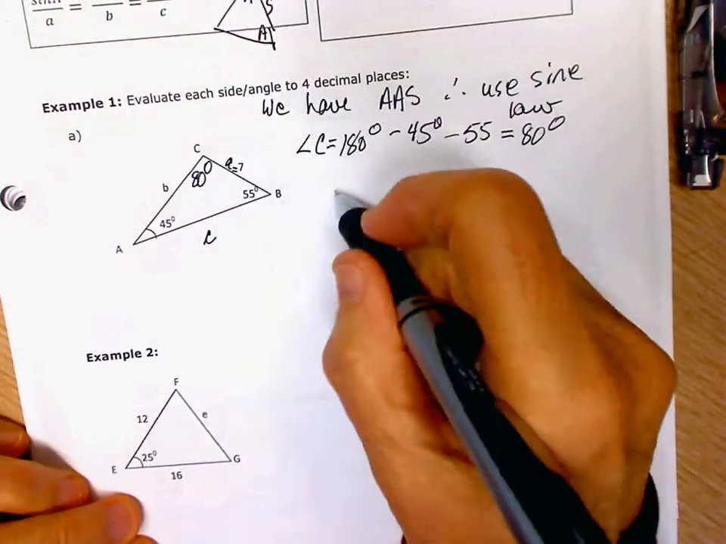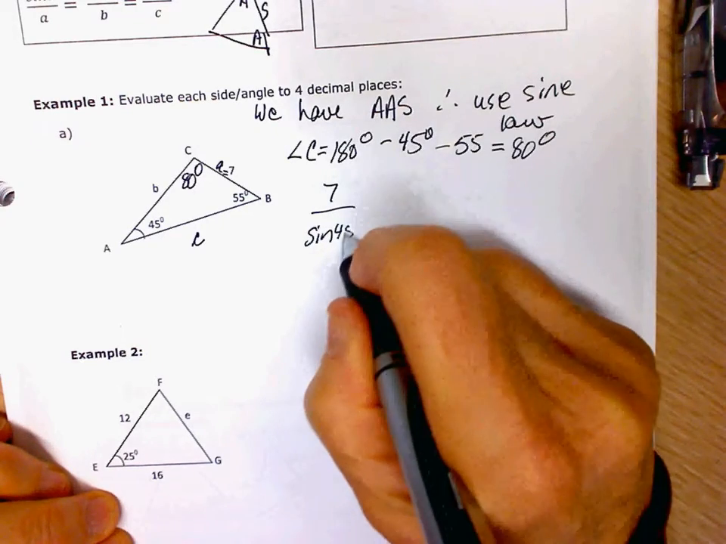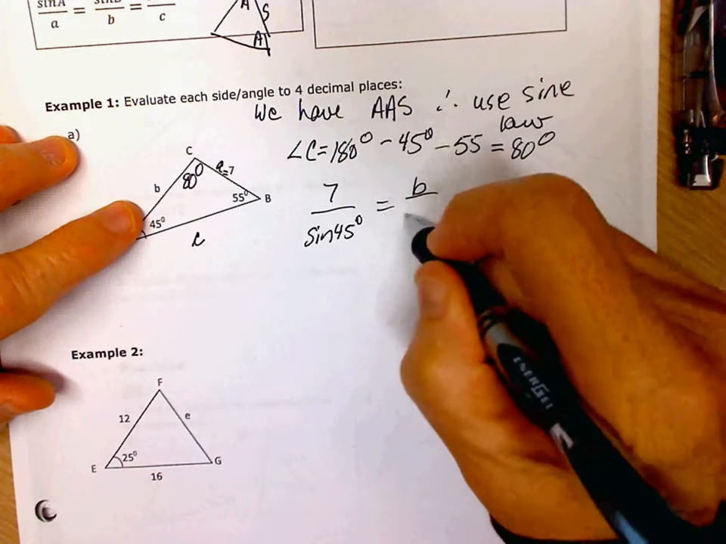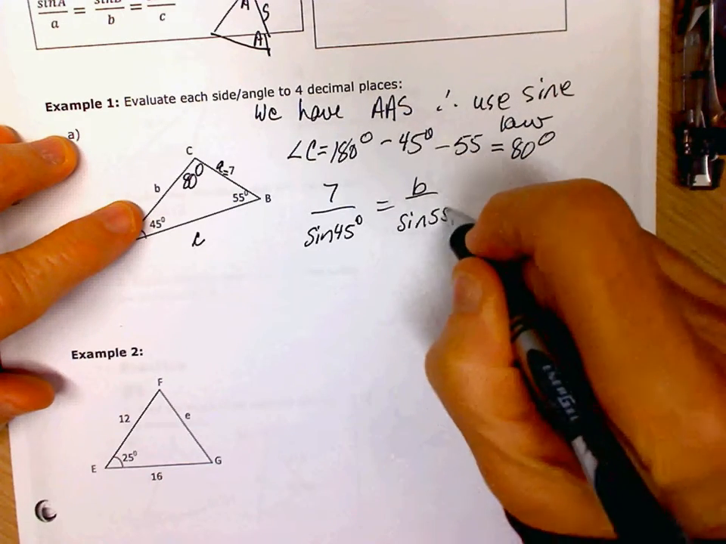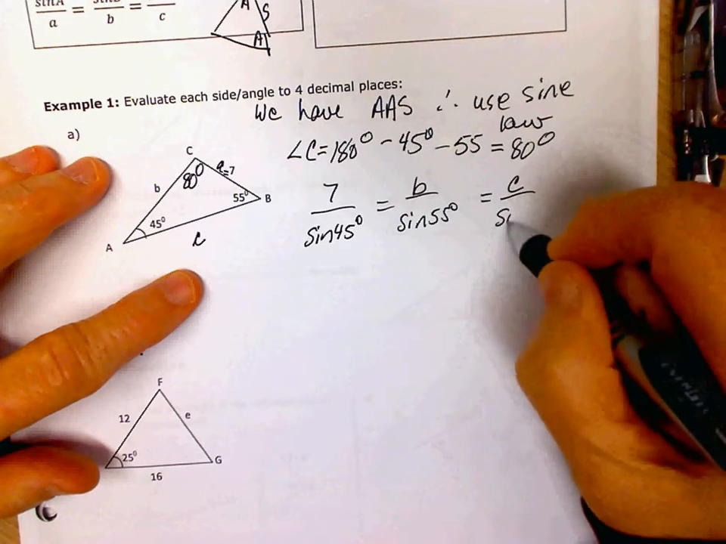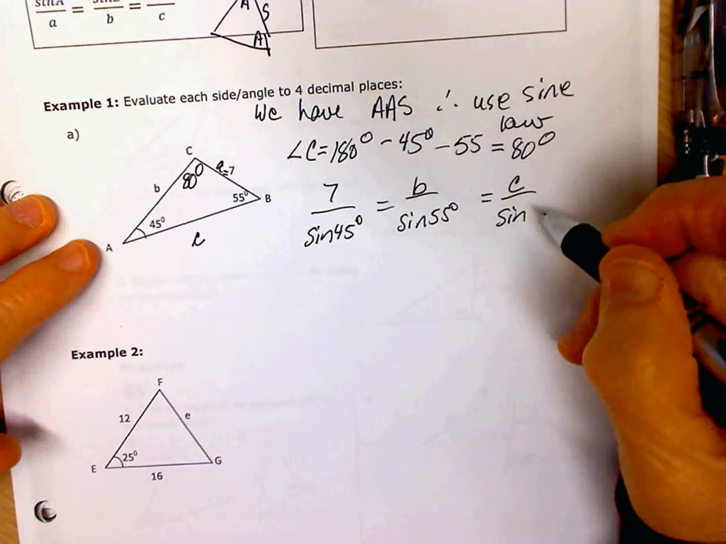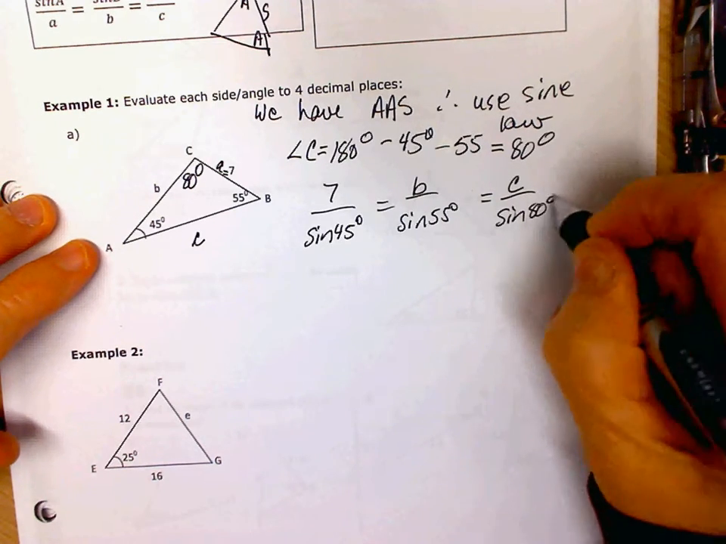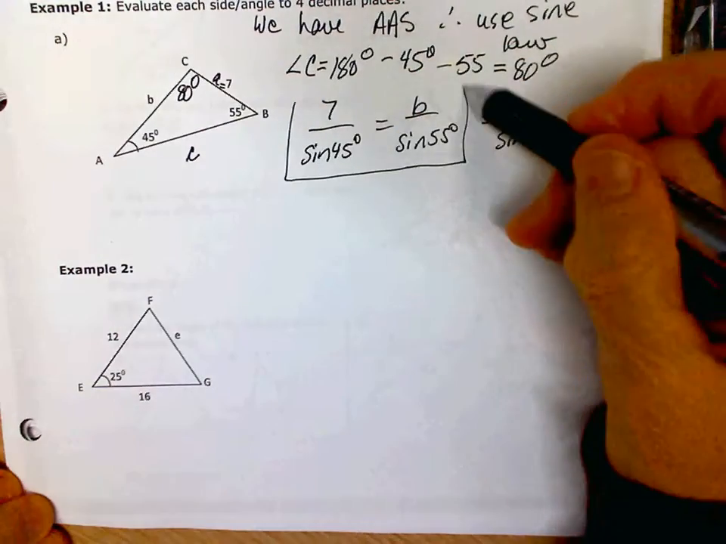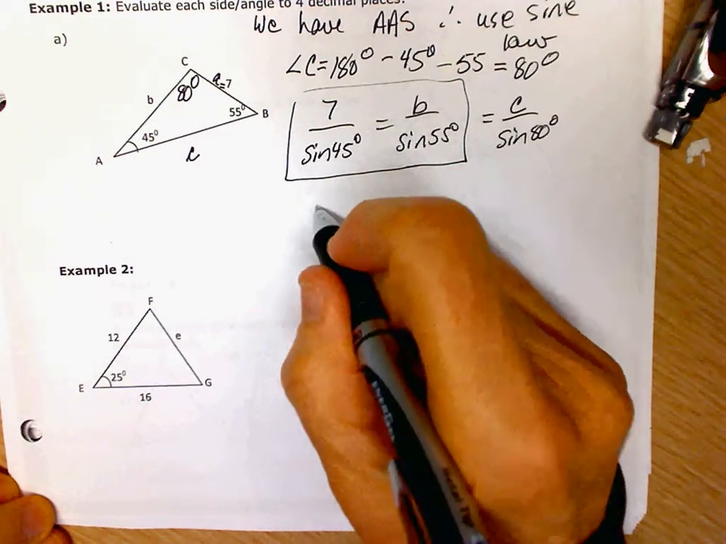So 7 over sine of 45 degrees is equal to B over sine of 55 degrees, and that is equal to C over sine of, no, hold it, 80 degrees. Thank you very much. So we can use these two to find B, and then we'll worry about C later.